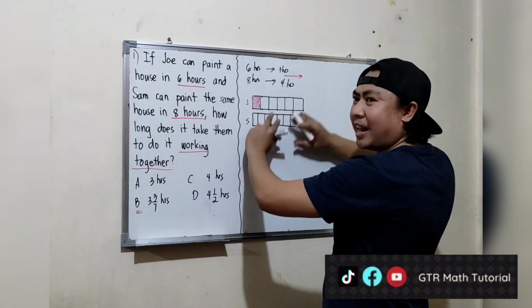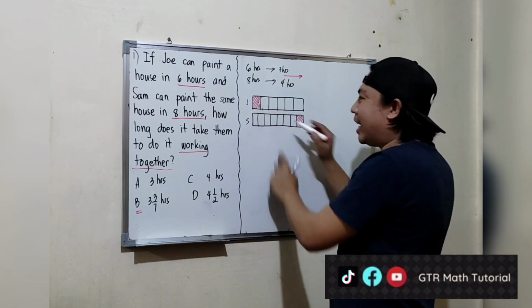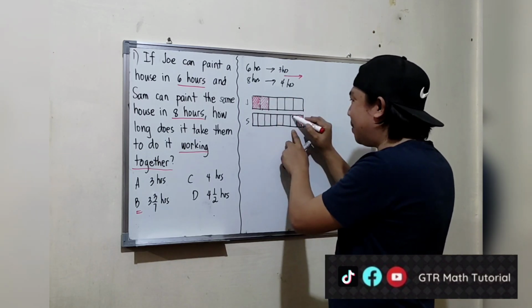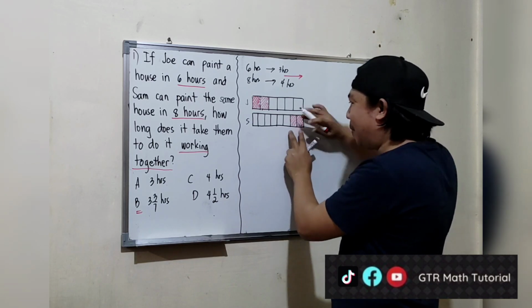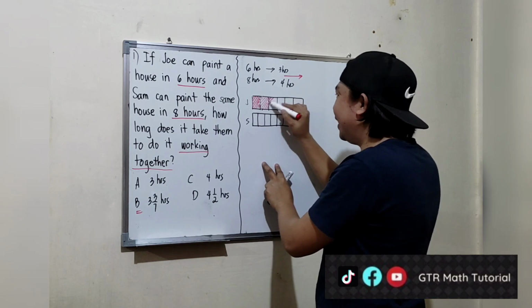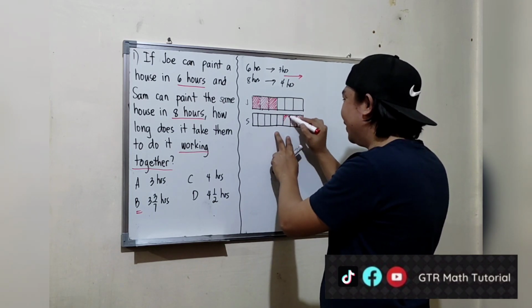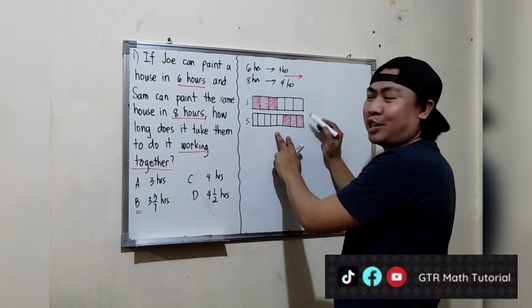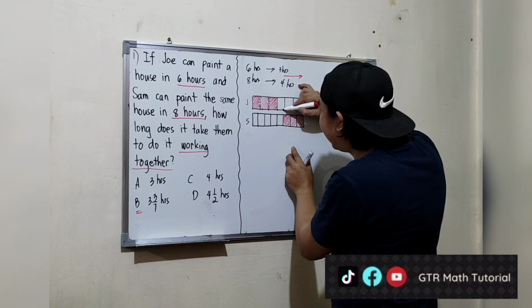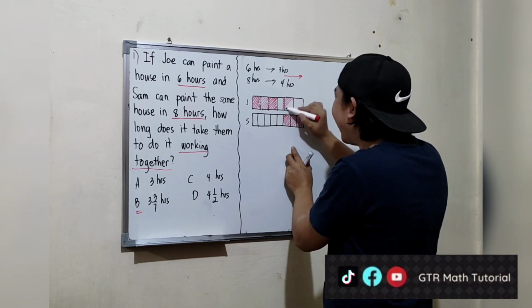Tapos pagsasamahin natin, so nandito na yun, nandito na siya. So, second day, ito na yung matatapos ni Joe. Kay Sam naman, ito. Pag pinagsama natin, nandito na siya. So, we have third day. Ito na kay Joe. Ito naman yung kay Sam. So, pag pinagsama natin, nilagay natin dito. So, ang nagawa na nila, sa loob ng 3 days, ito na yung nagawa nila.